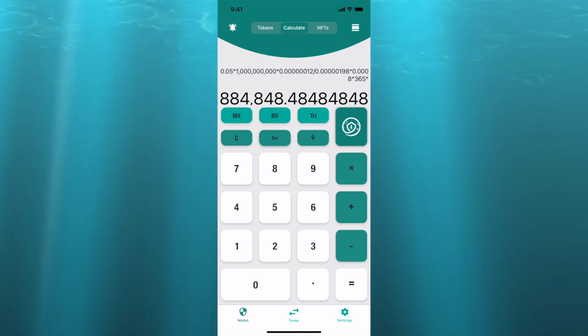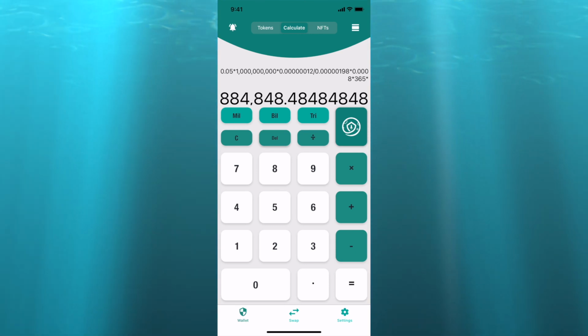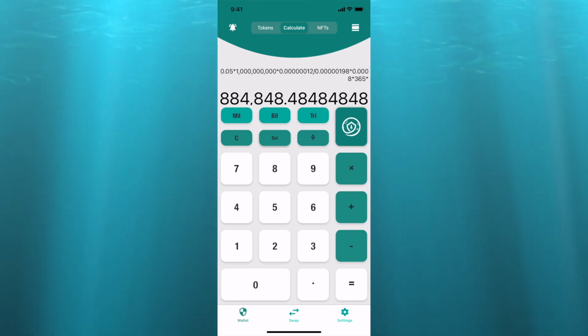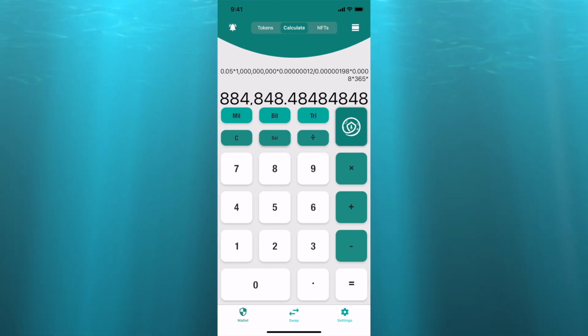Hopefully somebody's gonna do another website like Safemoon Mart did, or DeFi Mart did. But man, this is nuts.